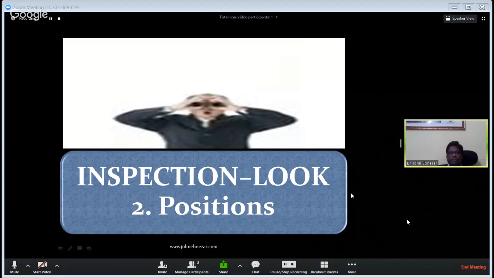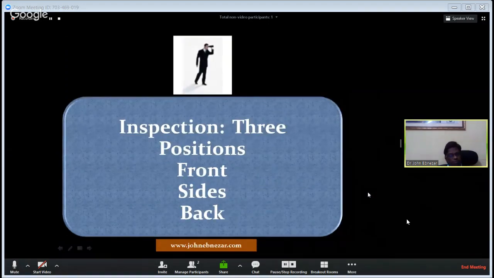So, the inspection, the look, positions. This is the second aspect of the inspection, positions. There are three positions you will have to inspect the patient in for the hip pathology. You have to inspect the patient from the front, from the sides, and from the back.